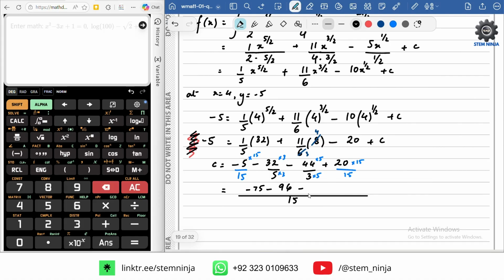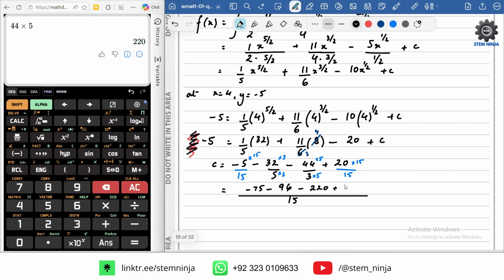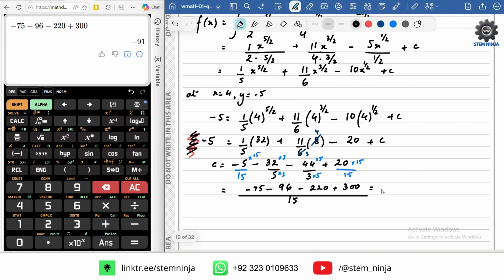44 times 5 is 220. And 20 times 15 is 300. Okay, so now we just need to do that: minus 75, minus 96, minus 220 plus 300. That is minus 91 over 15.